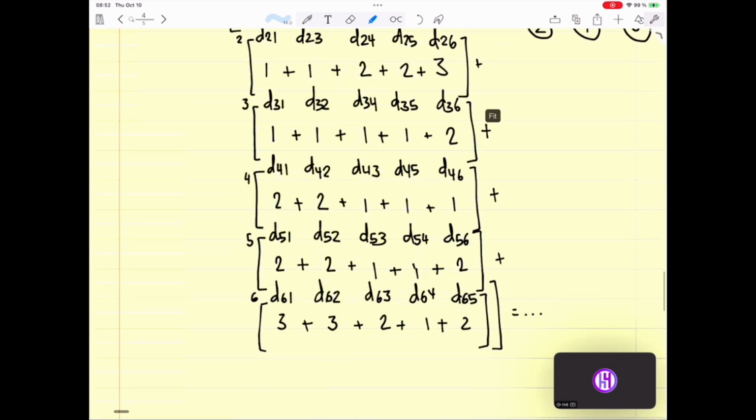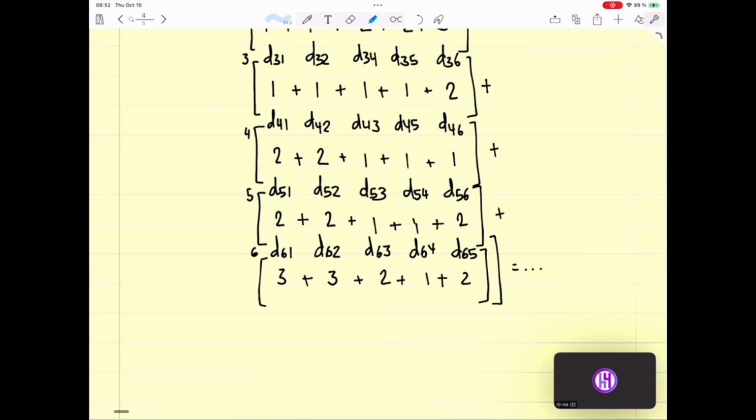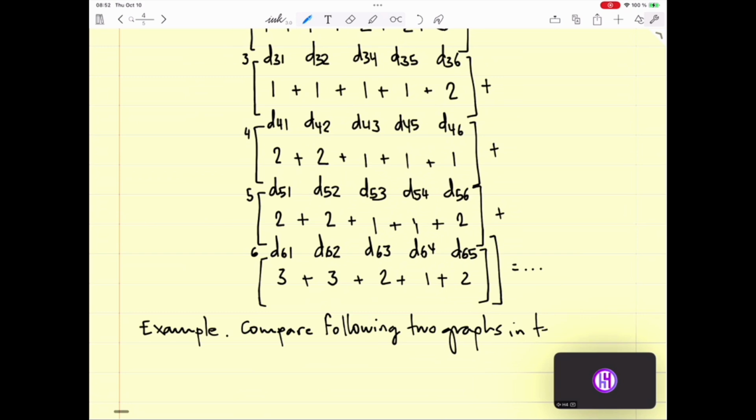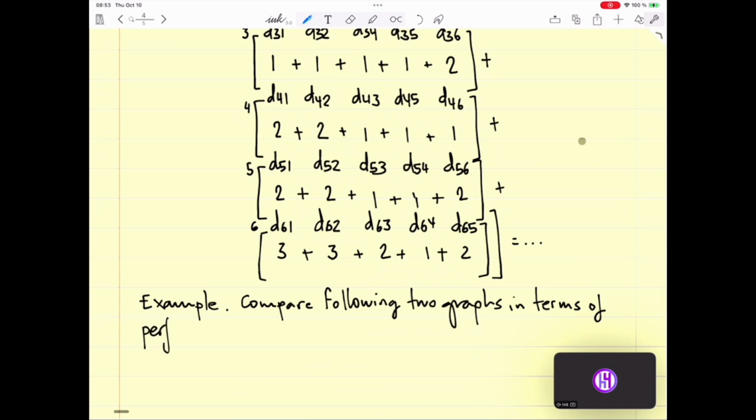So let's compare. One of the questions that I could ask in the exam is, please compare. You can do that, okay? If you want to. Example. I will not because I think it's trivial. Compare the following 2 graphs in terms of performance related to APL. Okay?